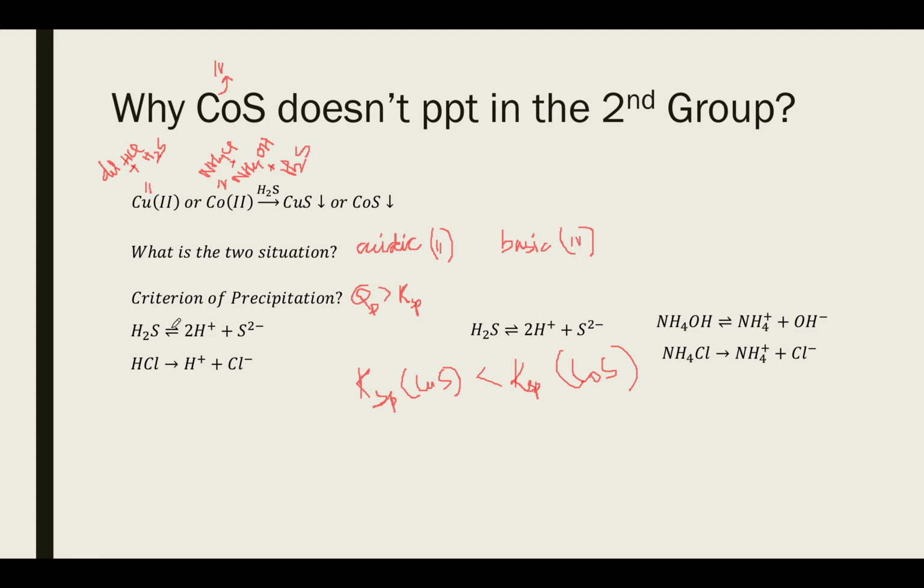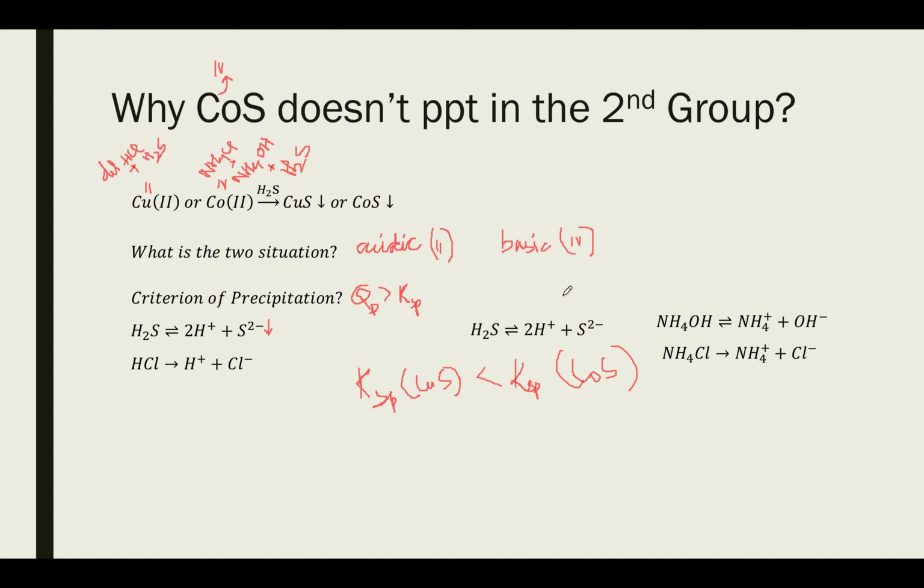So what is happening? There is an increase in the concentration of H plus, so the reaction will move towards the left hand side. The concentration of sulfide ion will therefore decrease here. It won't be enough for reaching the Ksp of copper sulfide, and hence only copper sulfide would be precipitated, because only the copper sulfide Ksp would be exceeded when you add dilute H2S under acidic condition.